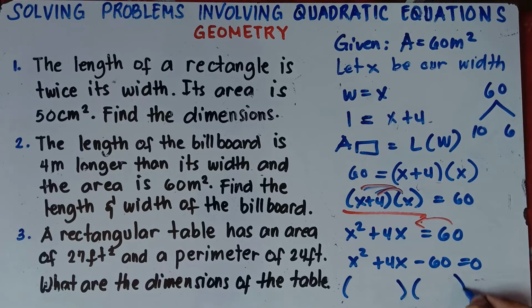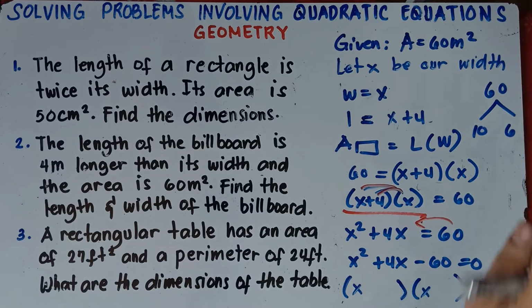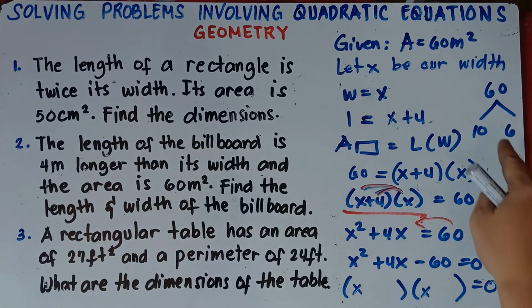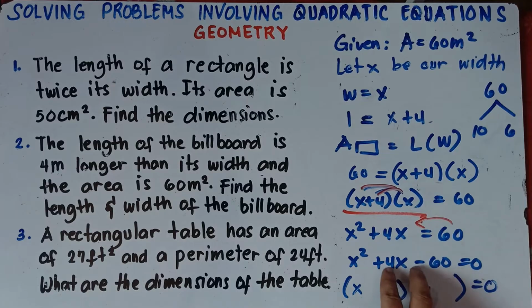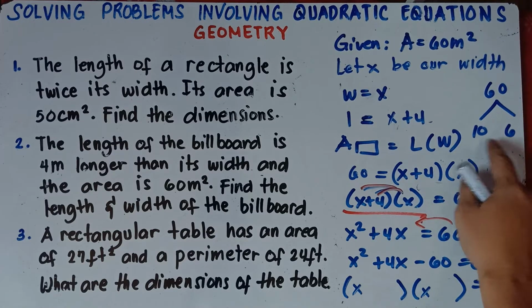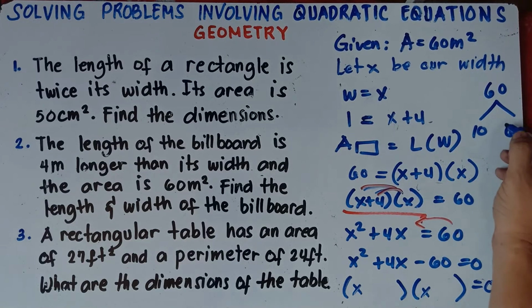So what would be the factor of this equation? Of course this would be x and x. You find two numbers that when you multiply them, you will get 60. At the same time, when you combine the two numbers, you will get positive 4. Now, since this is negative 60, one number should be negative, and it should be negative 6.